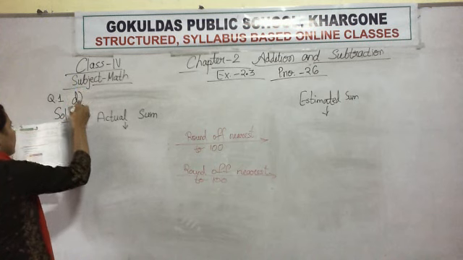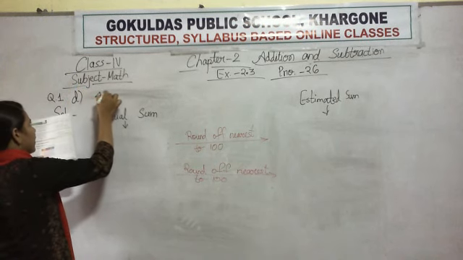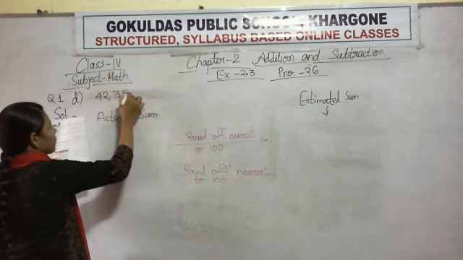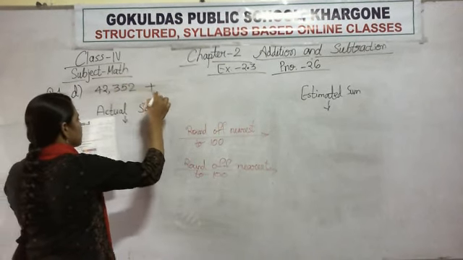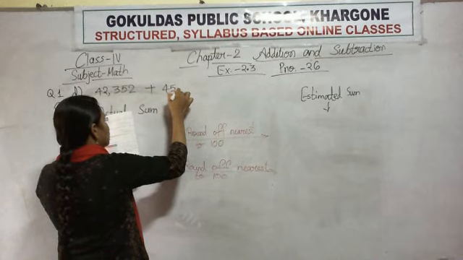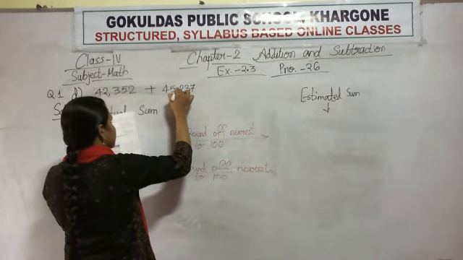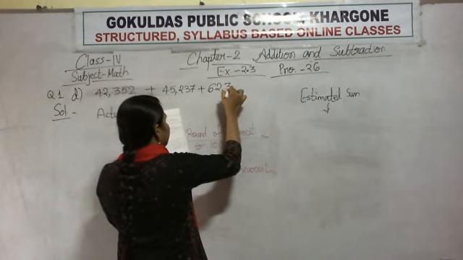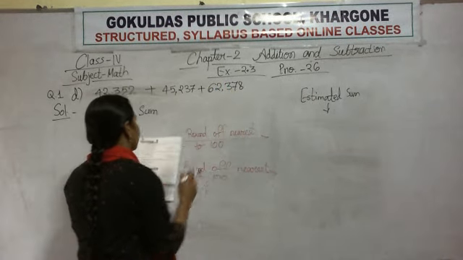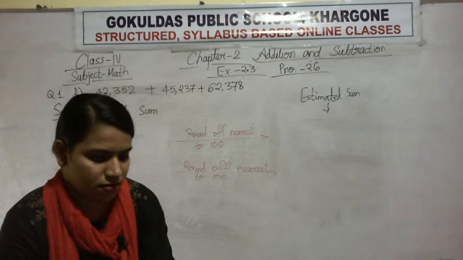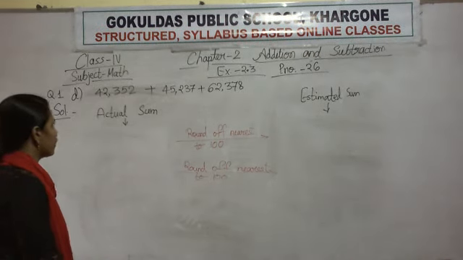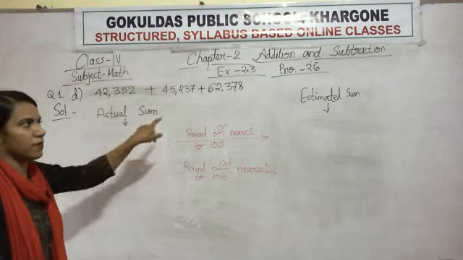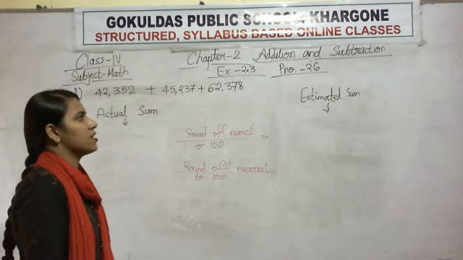Let us do part D, in which three addends are given. First addend is 42,352 plus 45,237 plus 62,378. Three addends are given there. Again we know that we have to perform two tasks, that is find the actual sum and find the estimated sum.